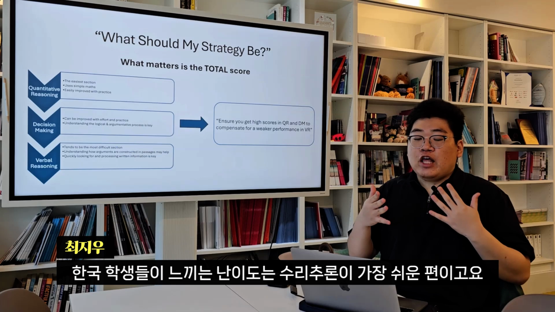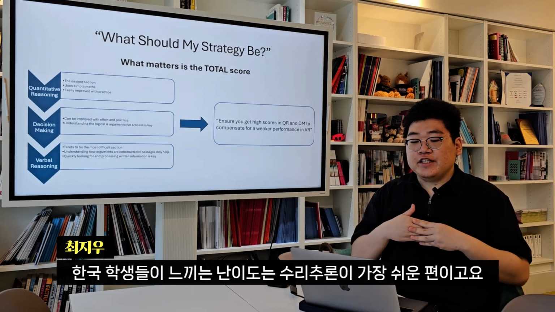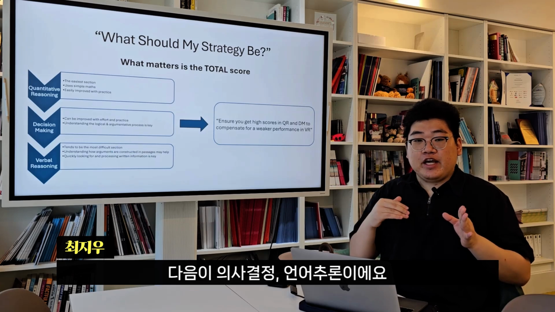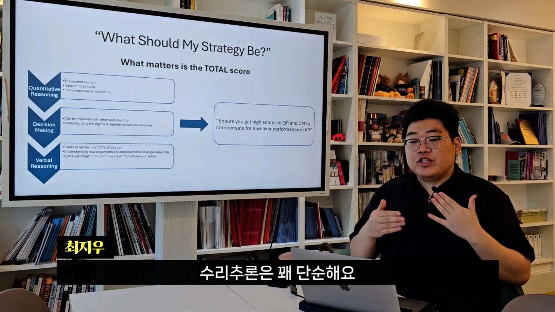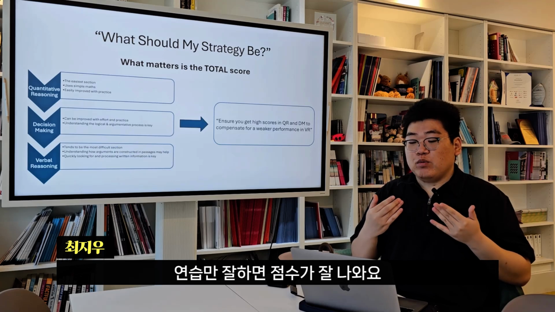And so in level of difficulty of what Korean students tend to find the easiest and hardest portions of the test, we have quantitative reasoning, which is the easiest portion, followed by decision making and verbal reasoning. So quantitative reasoning is very simple, and it's very easy to get a high score as long as you practice well.